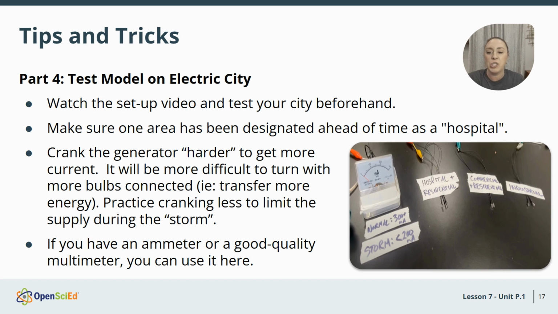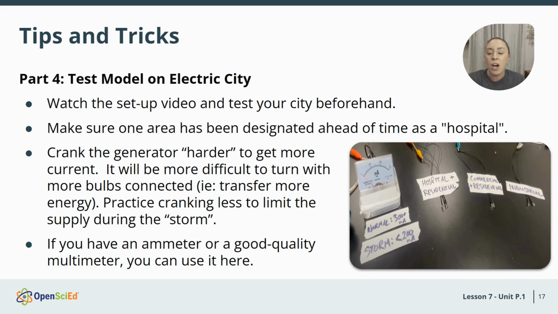And really, you want to focus on part 4, which is testing our supply and demand model on Electric City. Again, you'll watch the setup video for this and be sure to test your city beforehand. You want to make sure that one of your areas has been designated as a hospital ahead of time, especially if your students did not choose to add a hospital as an important community building in lesson number 2 when we did this to begin with.